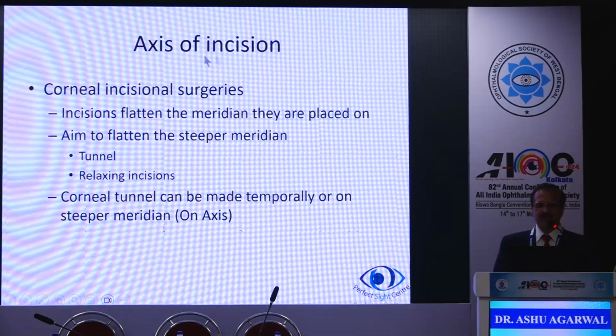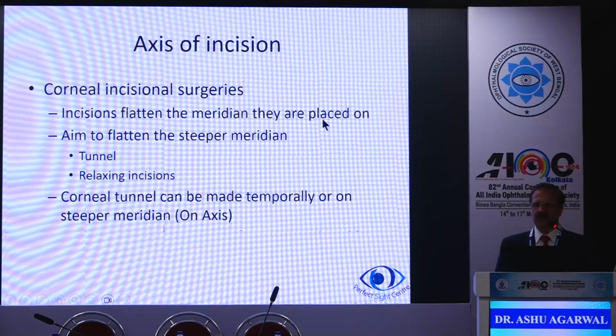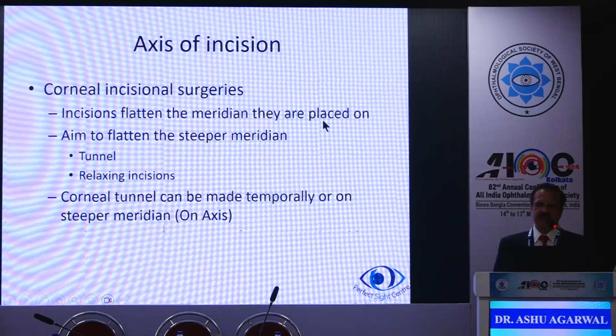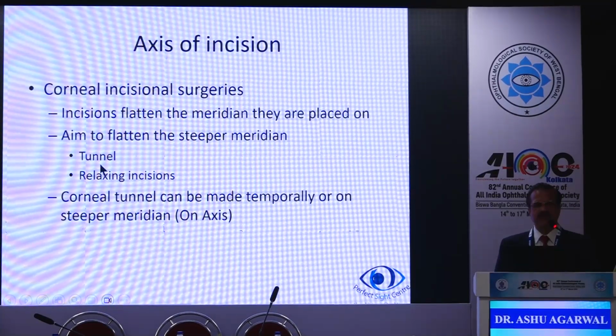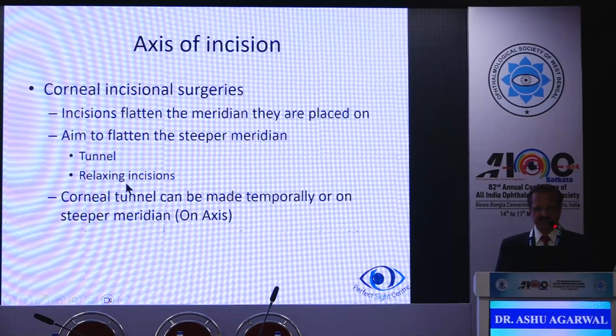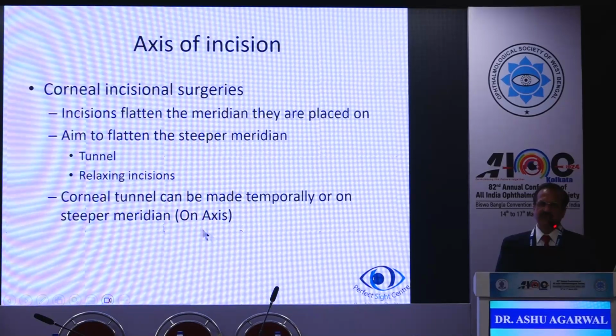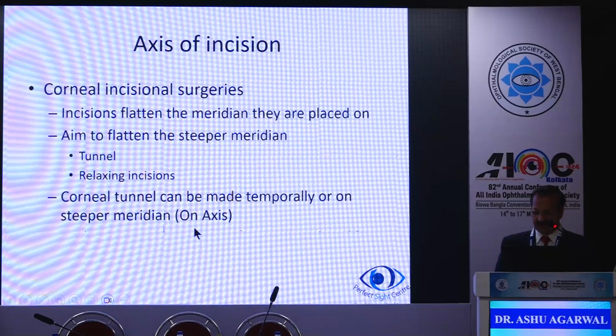Coming to the next parameter, the axis of incisions. The incisions flatten the meridian they are placed on, and this fact is taken advantage of in corneal incision surgeries, where the aim is to flatten the steeper meridian. This could be by means of clear corneal tunnels, two opposite ones, and relaxing incisions. A corneal tunnel can be made temporally or on the steeper meridian. When we do it on the steeper meridian, it's called an on-axis phacoemulsification.